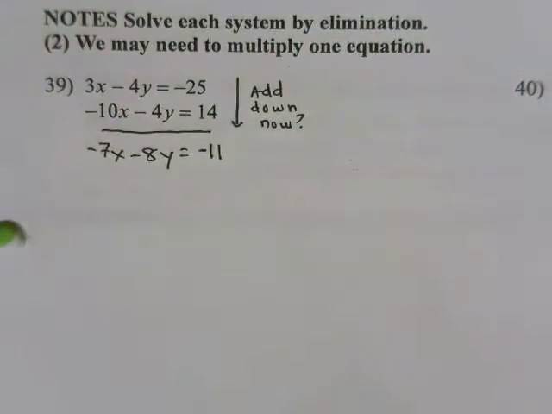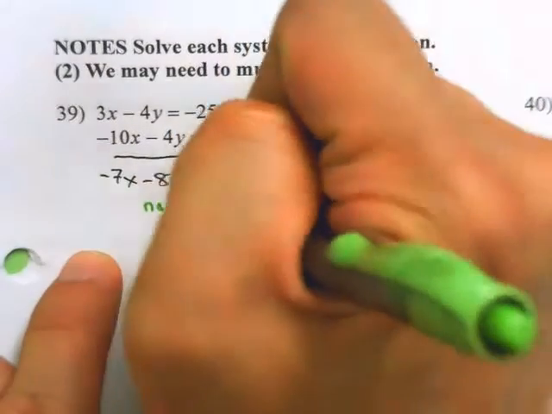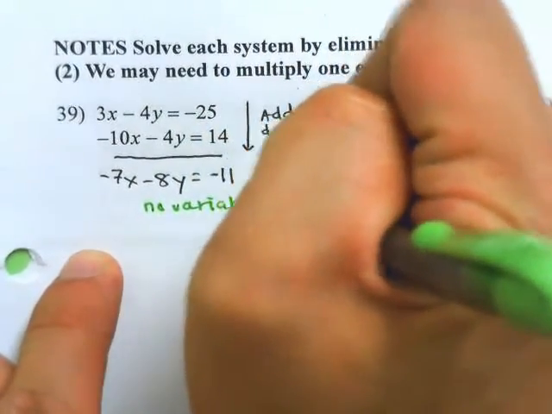Okay, so none of our variables got eliminated at all. None. So that means we have to do some small manipulations. And one of those manipulations is we might have to multiply one of the equations so that we have some opposites. Okay. So no variables crossed out. No variables eliminated.